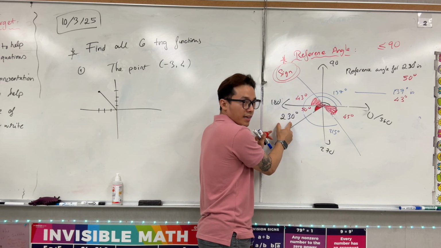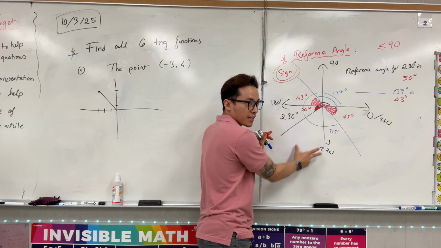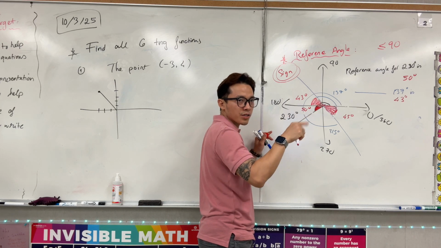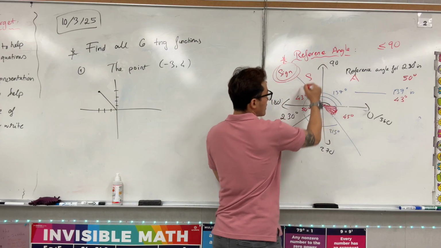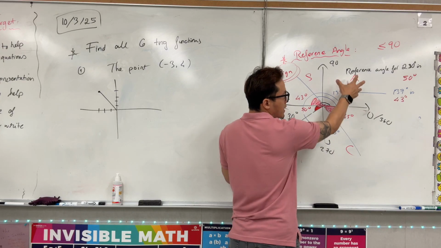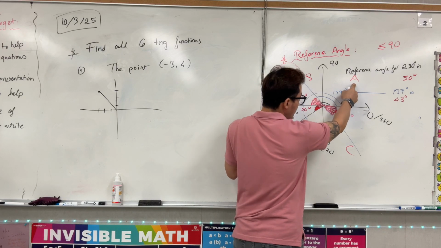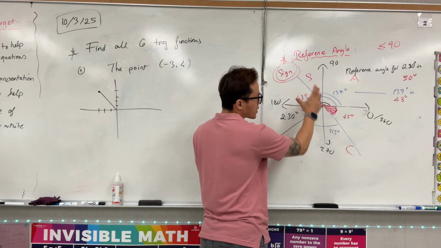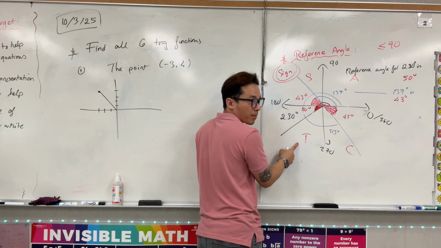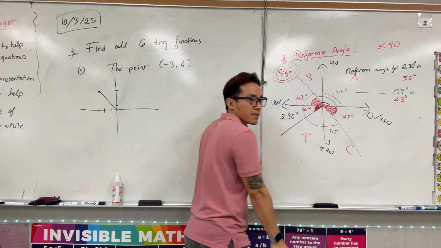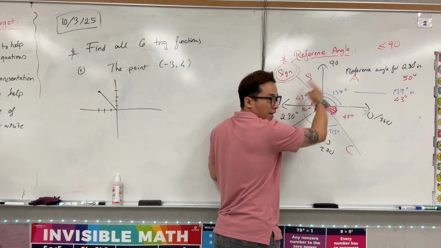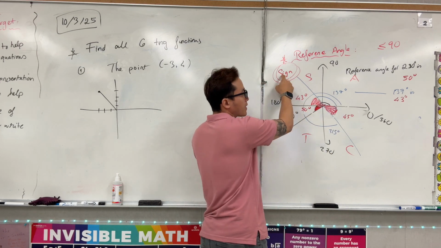330 is on quadrant 4, which is positive for the cosine, right? Do you remember All Students Take Calculus? If the original angle is on this quadrant, they are all positive. If the original angle is on the second quadrant, only the sine is positive, and this one only the tangent is positive, and this one only the cosine is positive. So you're going to find the reference angle. Second, you're going to decide what quadrant the original one is in, so that you can give the sign.